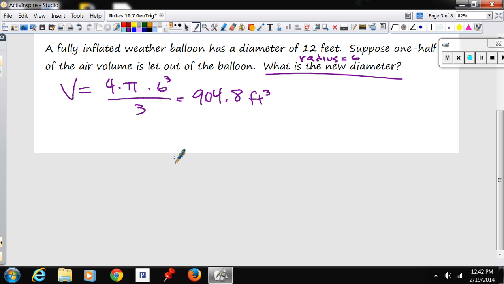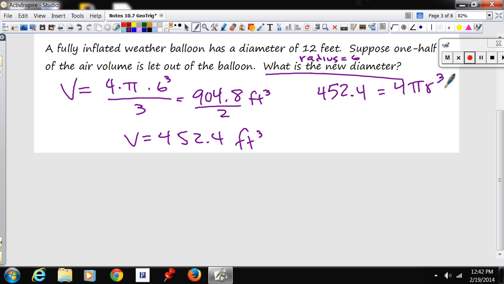Now what did we do to the volume? We let out half of it, didn't we? We let half of it go. So we're going to divide this by 2. And our new volume is now going to be 452.4 cubic feet. So that's our new volume. They want to know, what did that do to my radius / diameter? We got to test it. So let's put our new volume in and put it equal to our formula. And let's see if we can solve for r to see what it did to the radius. What kind of radius would have this volume, and then we can double it to get our diameter.